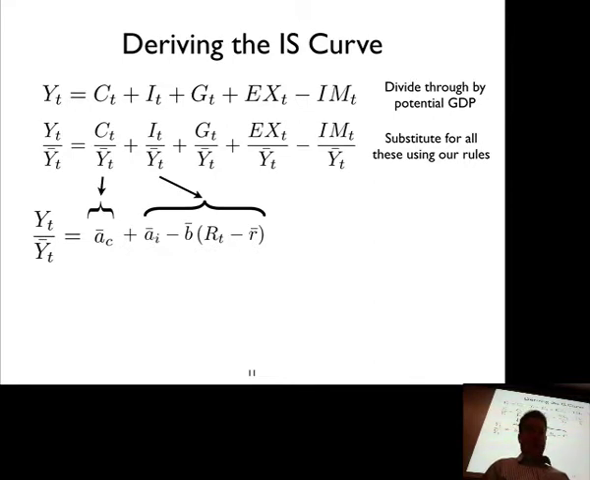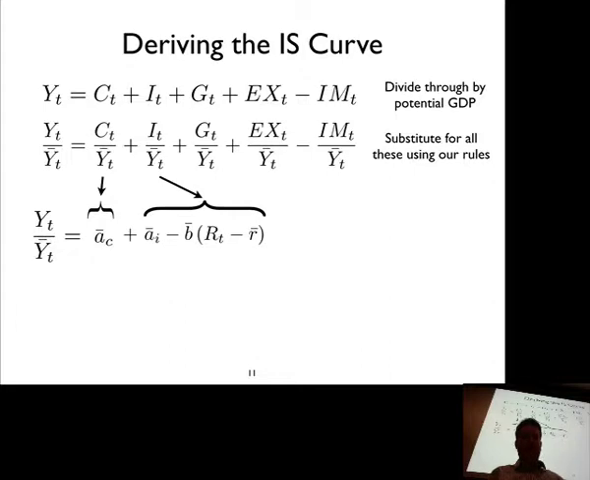Here's the investment piece, which is the most interesting part of this. In the future, we're going to open this up a little bit more, and exports and imports will actually also depend on the real interest rate. But for now, the main story is going to be coming out of this piece pretty much alone.